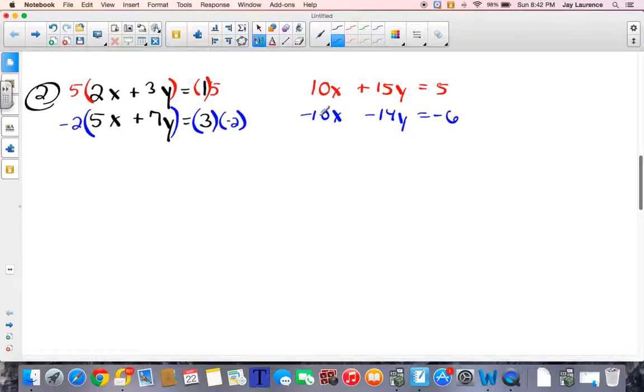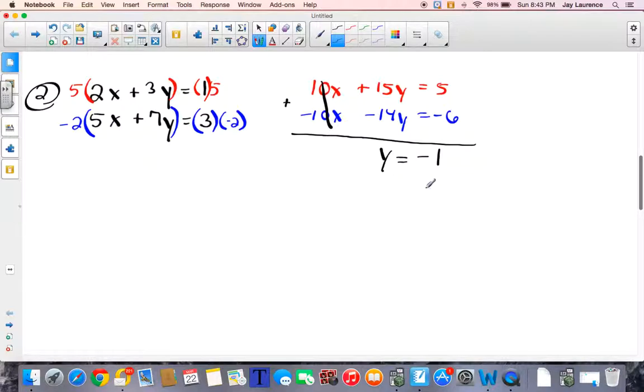Now, notice how my coefficients match with opposite signs. They're additive inverses of each other. So now if I add, my x's will cancel. 15y plus -14y would be y, and 5 plus -6 is -1. Oh, so you see I can manipulate the coefficients by distributing. Okay, now I want to do it in such a way that I get coefficients that are additive inverses of each other, 5 and -5, or 17 and -17, something like that.